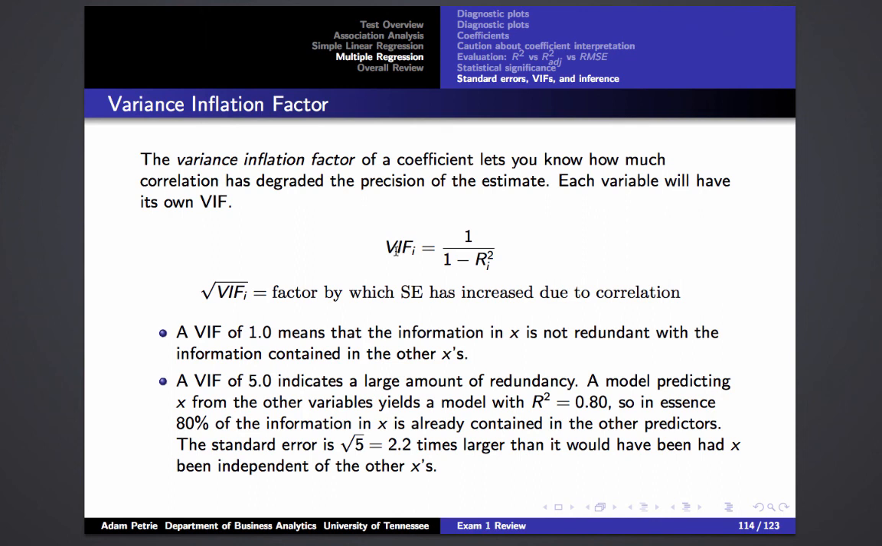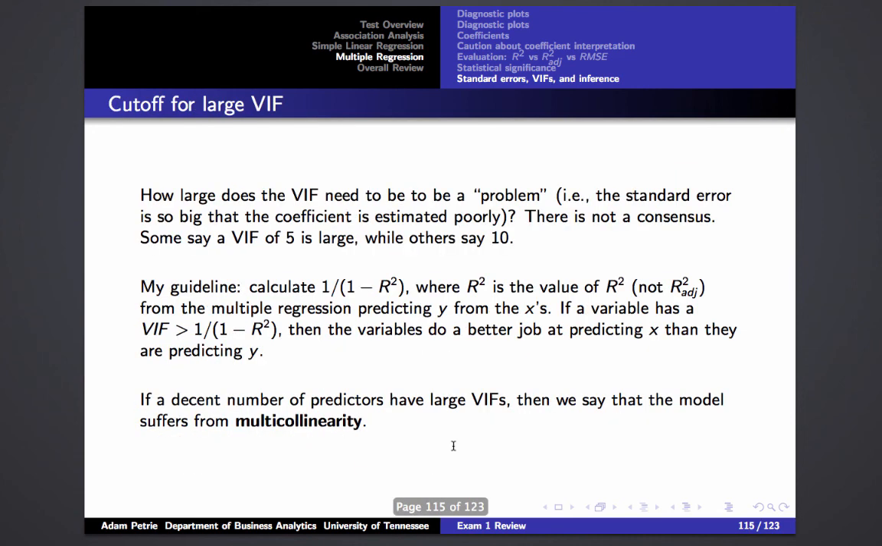All right, the variance inflation factor helps to gauge whether or not the standard error has increased a lot due to the correlation. And so we can look at 1 over 1 minus Ri squared and see what that VIF is. The square root of the VIF tells us the factor by which the standard error has increased due to correlation. So a VIF of 5 means that the standard error for that coefficient is 2.2 times larger than it would have been had the x's been independent.